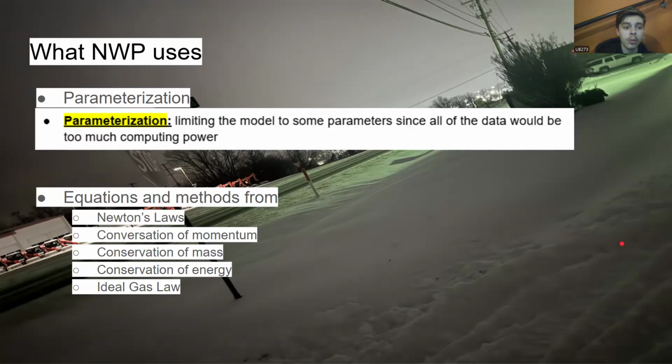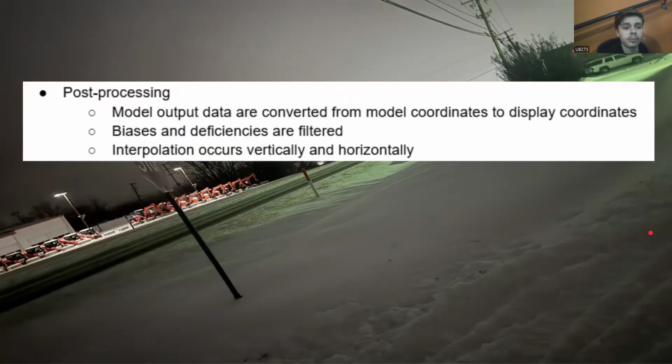What does NWP use? Well, the first thing that it does is it uses parameterization. And what this means is we are limiting the model to some parameters, since including all the data would require too much computing power, time and power that we don't have. So it just limits the data to certain parameters that it finds, and partially how this is done is through equations and methods from Newton's laws, conservation of momentum, conservation of mass, conservation of energy, and the ideal gas law.